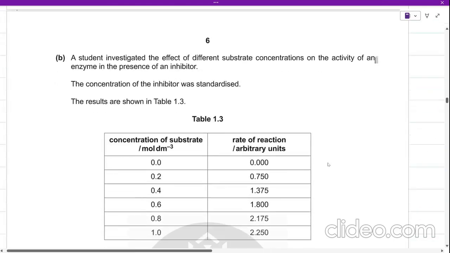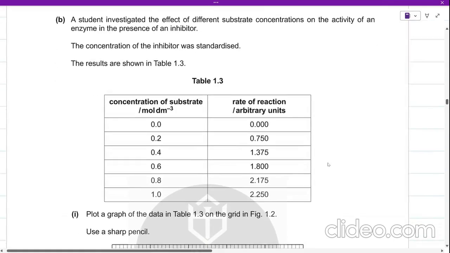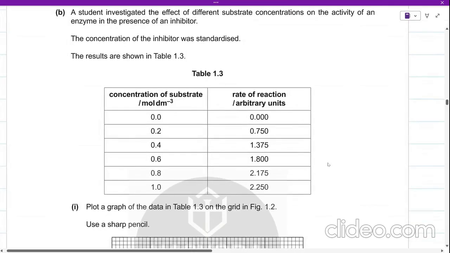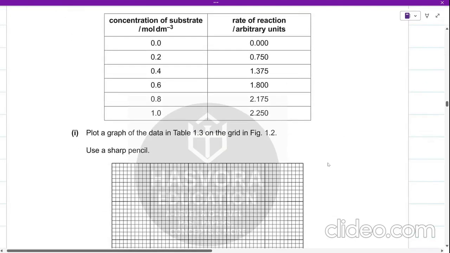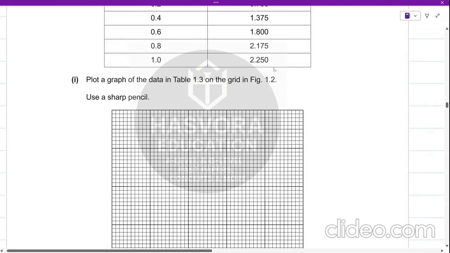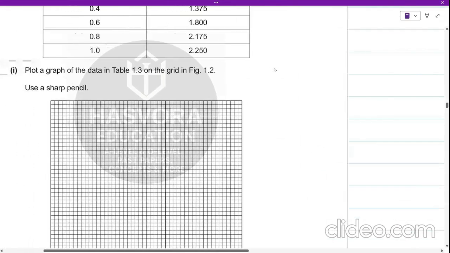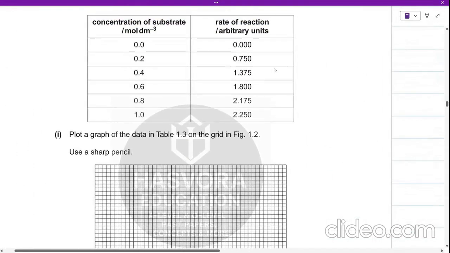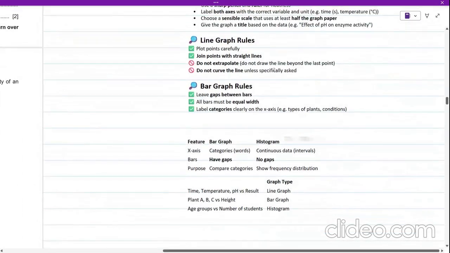Now part B says the student investigated the effect of different substrate concentrations on the activity of the enzyme in the presence of the inhibitor. The concentration of inhibitor was standardized. The results are shown in table 1.3. Now they require us to make a graph, and this is the easiest part of the questions that usually come up. But one of the students was asking me to address some of the problems associated with graphs, so let me address it first.